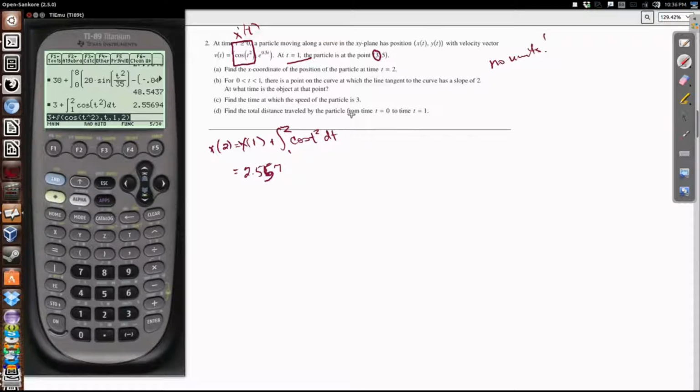And again, in this problem, I don't need units because there are no units here. I don't need to worry about hours or seconds or meters or feet or anything like that. So this is my horizontal position at time t equals 2.